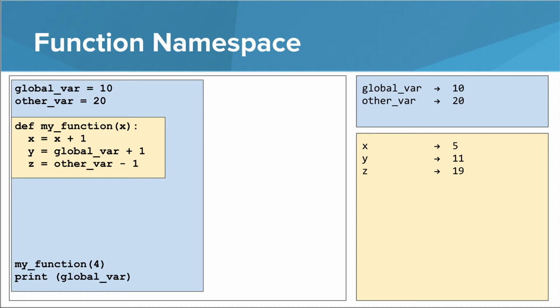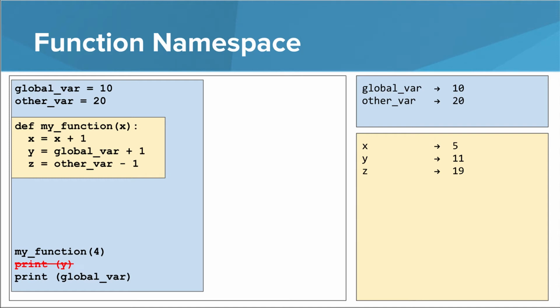Now an important thing to note is it doesn't work the other direction. We can't hop down a namespace. So if we were to try to print out y out here in the global namespace, that wouldn't work because Python doesn't know where to find y. It doesn't exist in the global namespace, and it's not able to hop down into the function namespace to find y. As soon as the function is done, y goes out of scope.